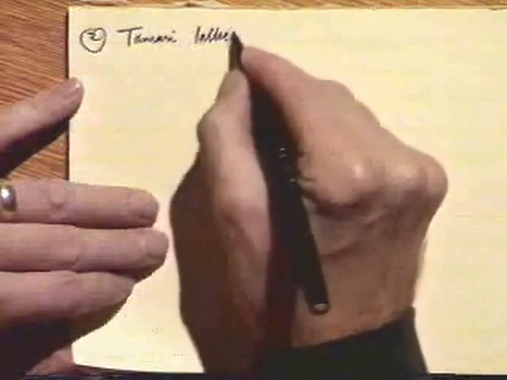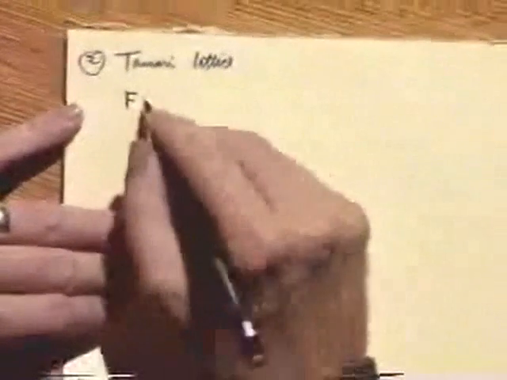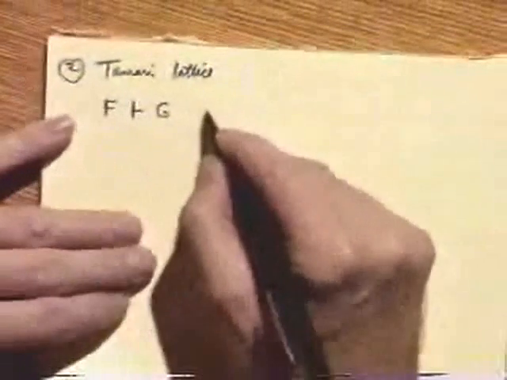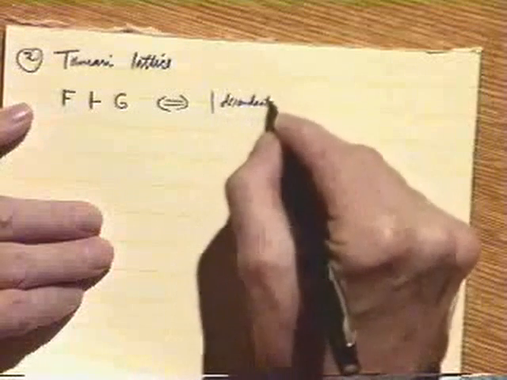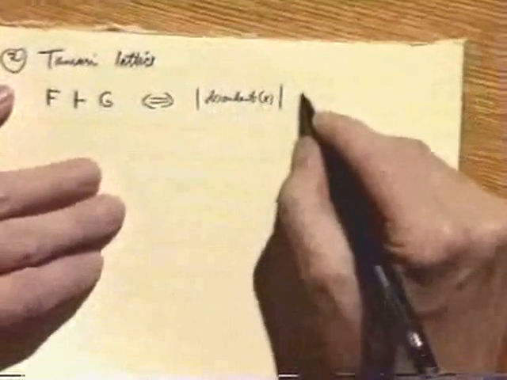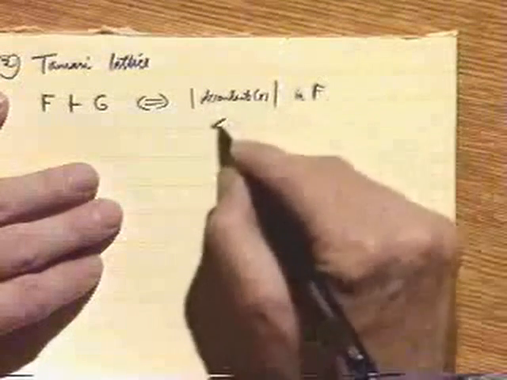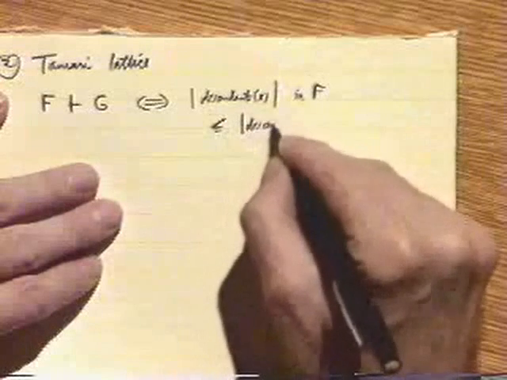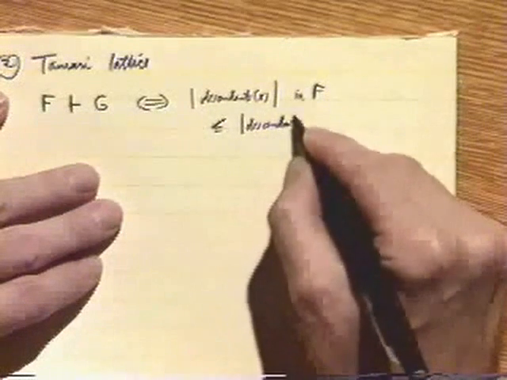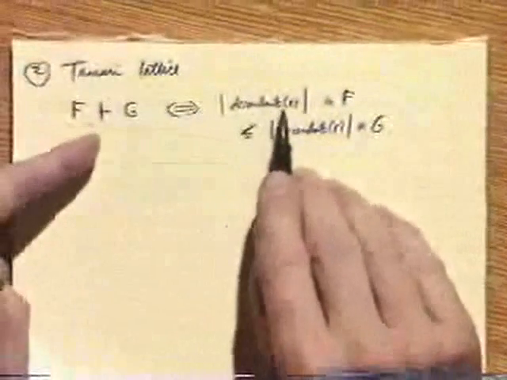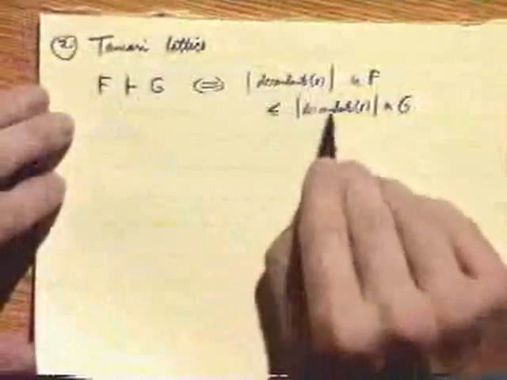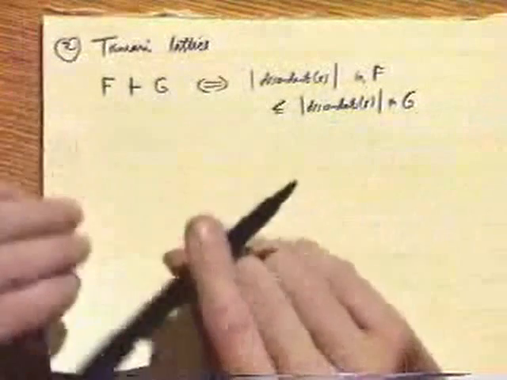And I'm going to say that F is Tamari related to G. This is going to mean, by definition, that the number of descendants of X in F is less than or equal to the number of descendants of X in G for all X. In other words, the first node in preorder of F has fewer descendants than the first node in preorder of G, and so on. So it's all based on knowing the number of descendants of every node in the forest.